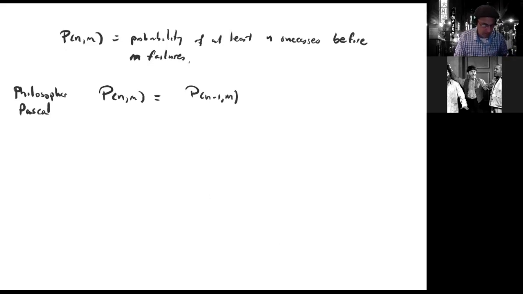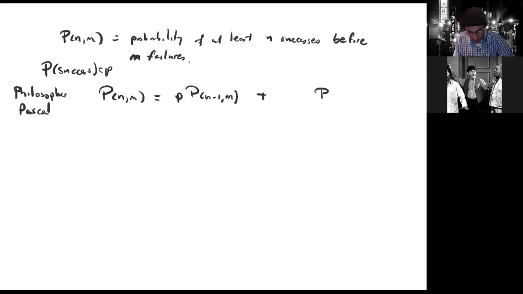Before you've made m failures, and you play one more time. So if you win, you'll have n successes. But what is the probability of winning? Well, let's say the probability of winning is p. The probability of success is p, we said. So if you win again, you'll have p, and that's one way to make n successes before you make m failures. There's another way to do it.